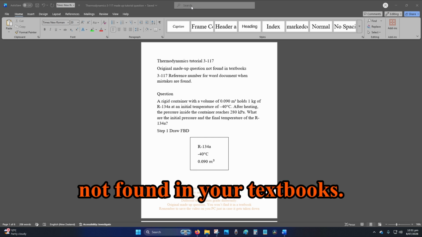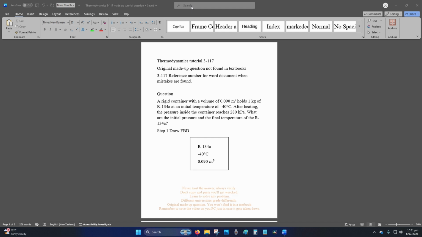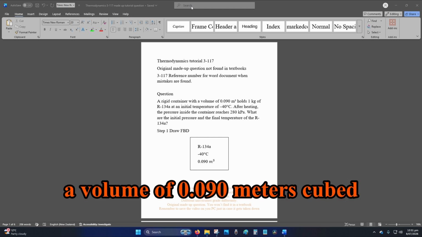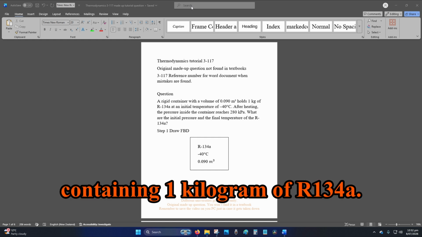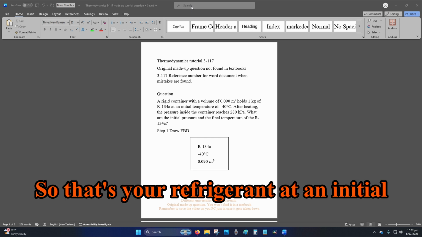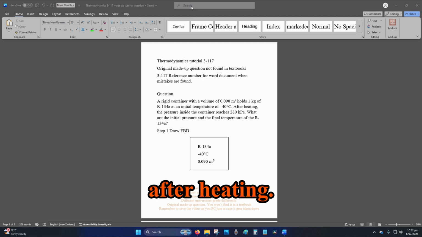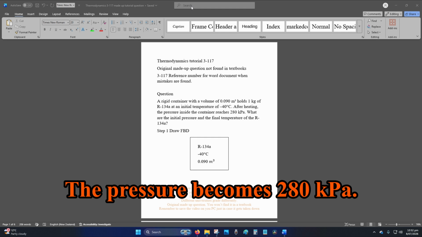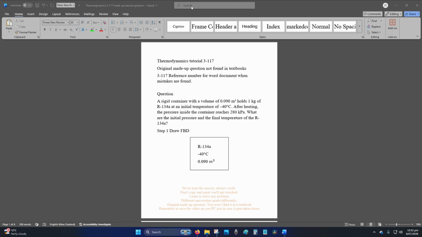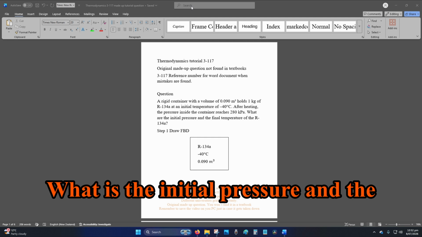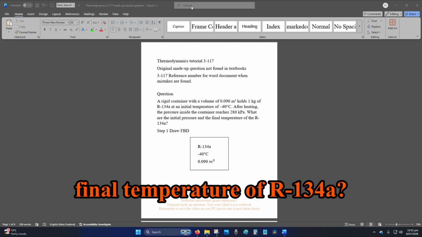This is a made-up question not found in your textbooks. We've got a rigid container with a volume of 0.090 meters cubed containing 1 kilogram of R-134A, so that's your refrigerant, at an initial temperature of minus 40 degrees Celsius. After heating, the pressure becomes 280 kPa. What is the initial pressure and the final temperature of R-134A?